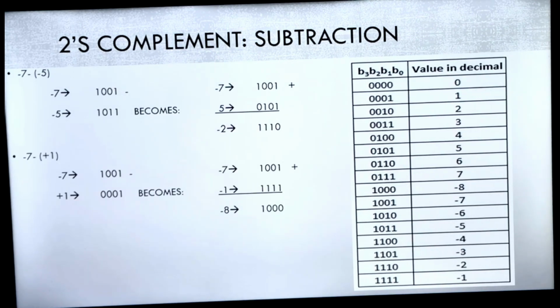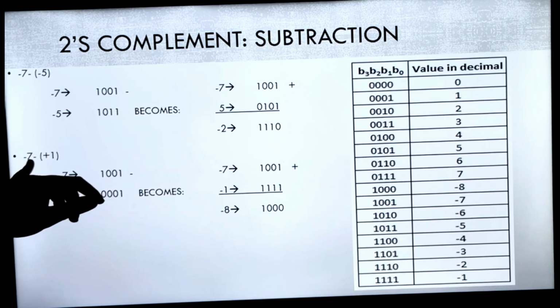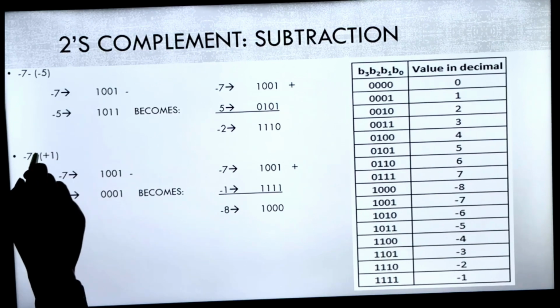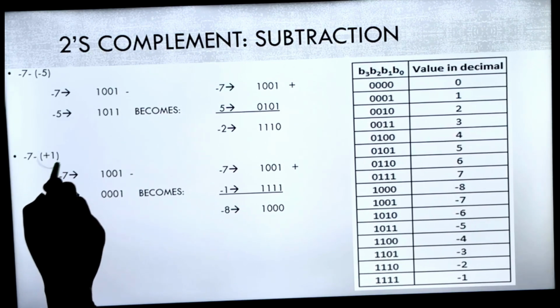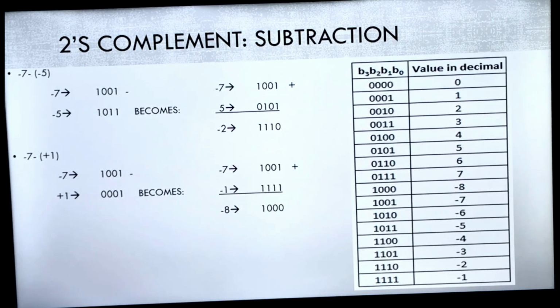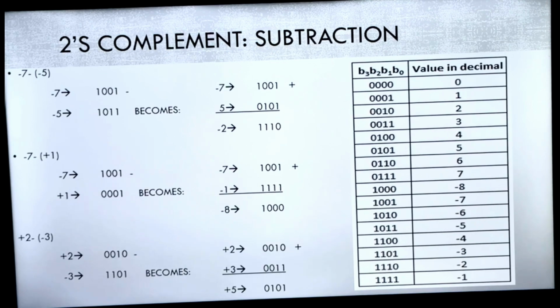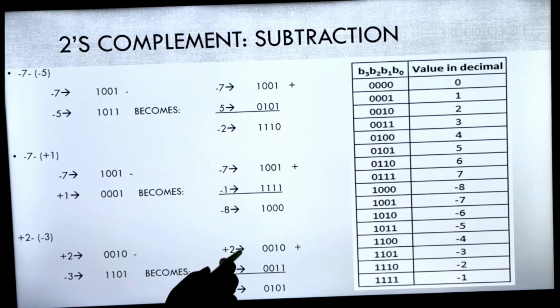Similarly, if I ask you to subtract 1 from minus 7, meaning minus 7 minus 1, you have to add minus 7 and minus 1. So this is nothing but minus 7 plus minus 1. So minus 7 minus 1, just add these two numbers. It is addition only, nothing new. Similarly, if I ask you to subtract minus 3 from plus 2, what will I do? It becomes plus 2 minus minus 3, so plus 2 plus 3 only. You just add all the bits, you will get the number.